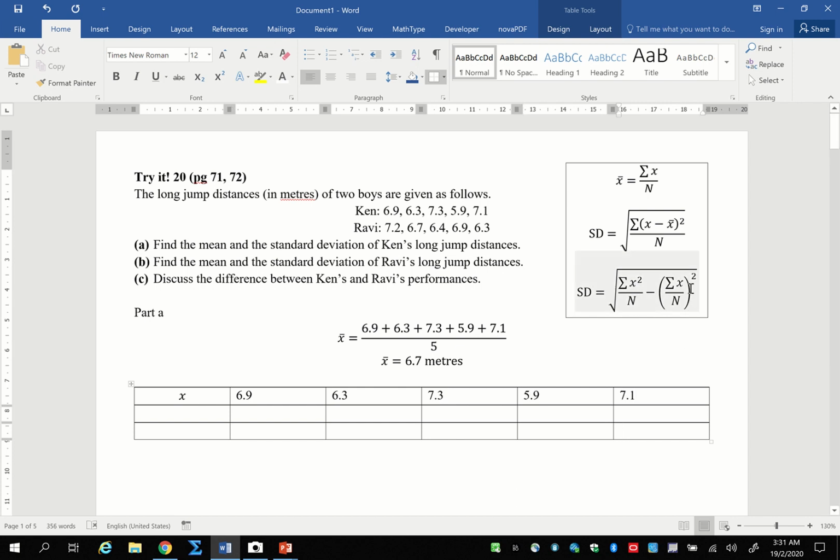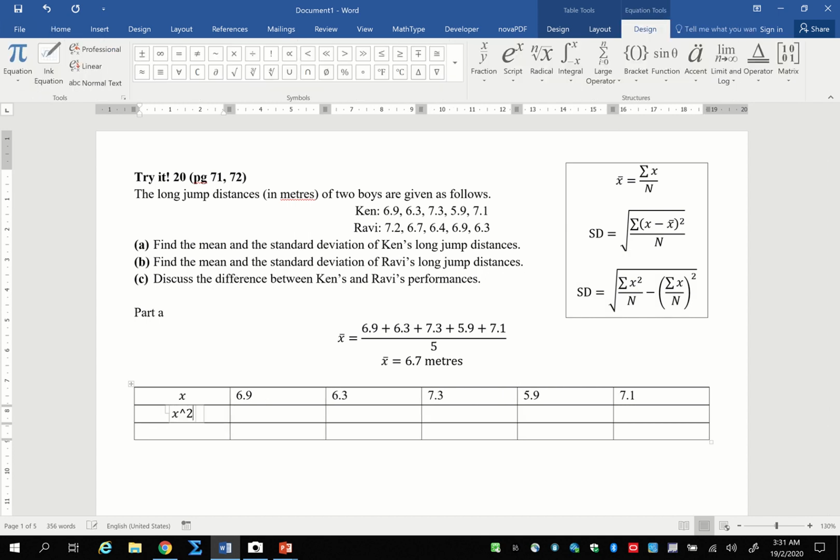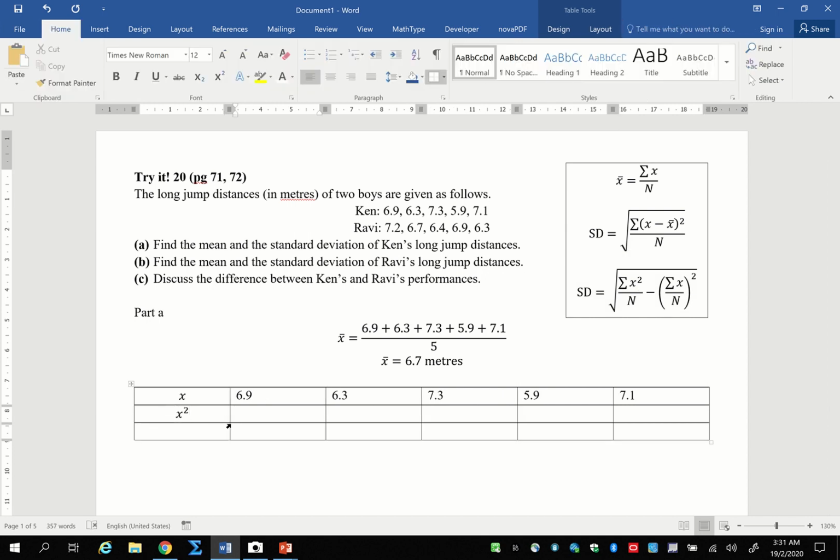Now because we need the sum of x squared, we'll use x squared here, and we'll square each of the numbers. So 6.9 squared will give you 47.61. 6.3 squared will give you 39.69. 7.3 squared will give you 53.29. 5.9 squared will give you 34.81, and 7.1 squared will give you 50.41.